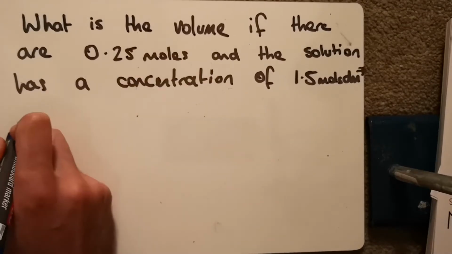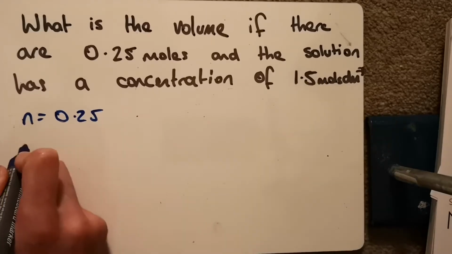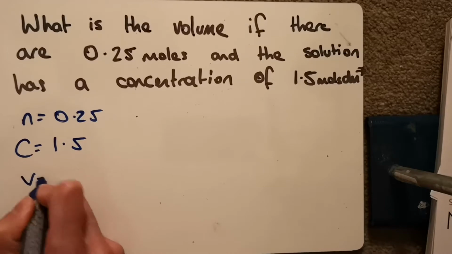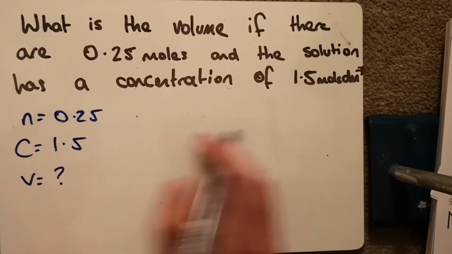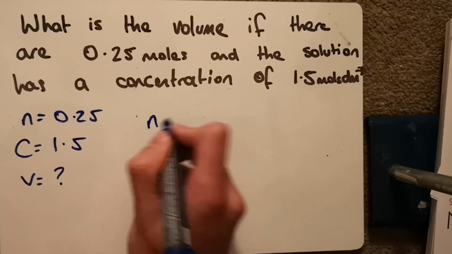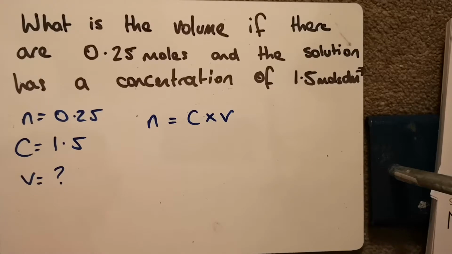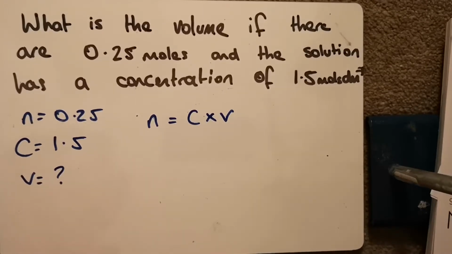So here I have my number of moles. I know N, 0.25. I've also got concentration, 1.5. And the volume is what I want to find out. So I'm going to do the same thing again. Now, if I want to find out the volume in decimetres cubed, I wouldn't include the 1,000.